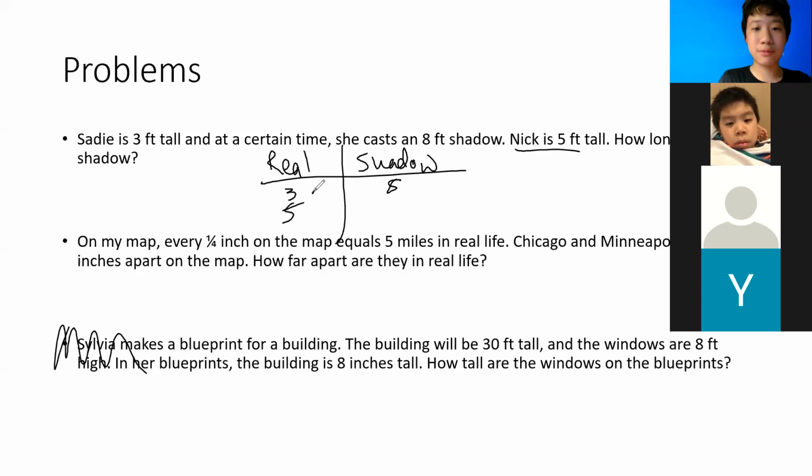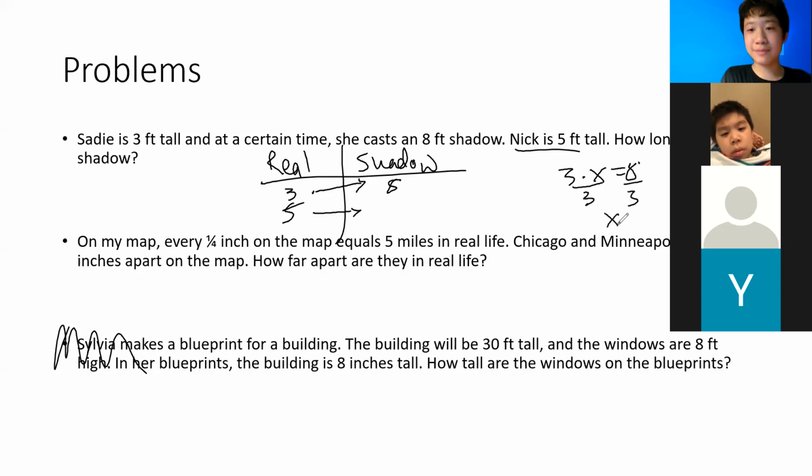Well, how do we get from 3 to 8? That will be the same thing we need to multiply 5 by to get to whatever Nick's shadow is going to be. So how do we get from 3 to 8? Well, 3 times whatever x is going to be 8. If we divide through by 3, we'll have x by itself, x equals 8/3. So if we multiply 8/3 through the table, we're going to have our answer. So if we multiply 5 by 8/3, we're going to have 40/3. And that is enough. 40/3 feet. Okay?